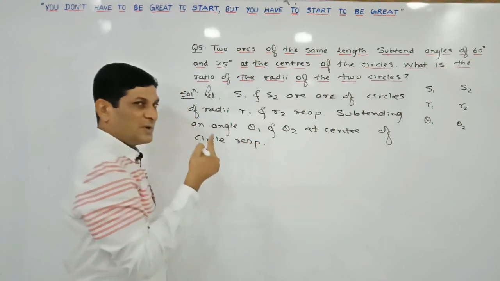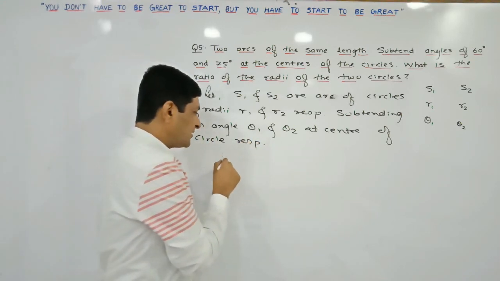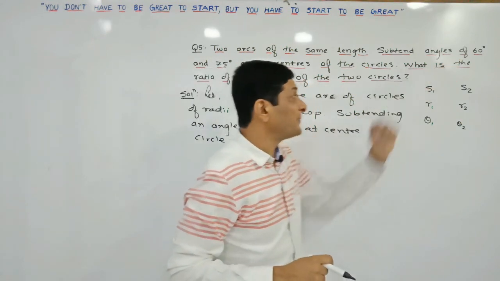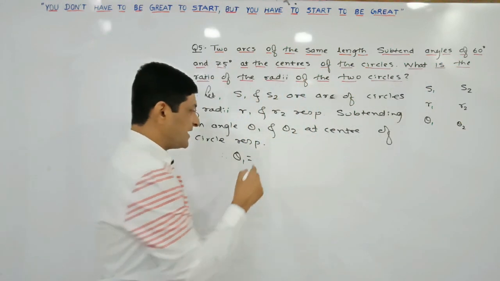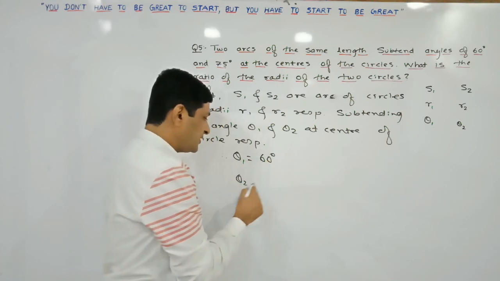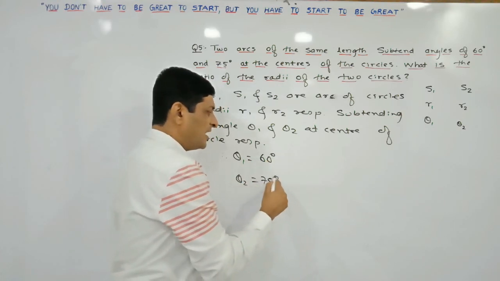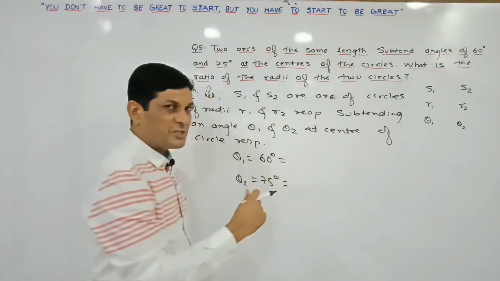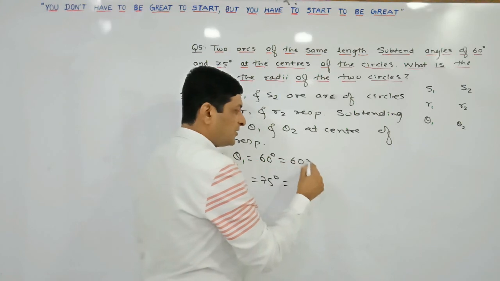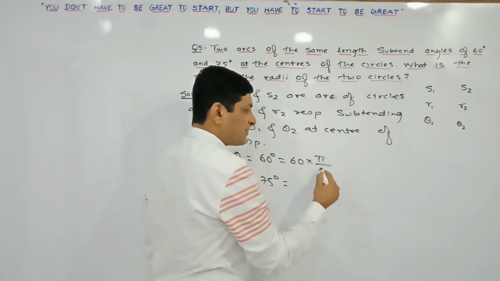Okay, so according to the given condition, theta 1 is equal to 60 degrees and theta 2 is equal to 75 degrees. First we are converting the degree measure into what? Radian measure. So to convert 60 degrees into radians, just simply multiply by pi by 180.